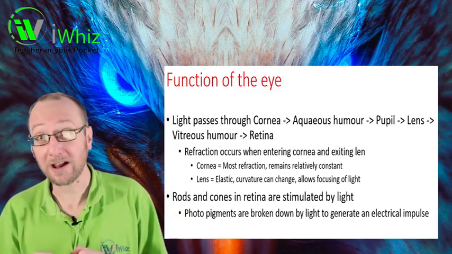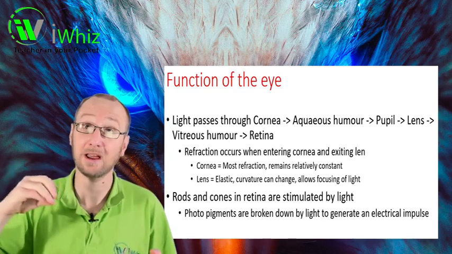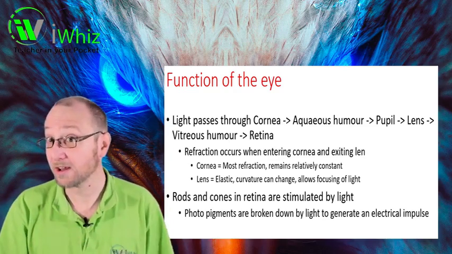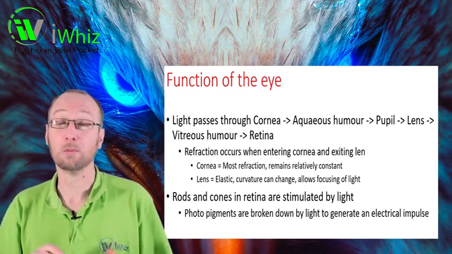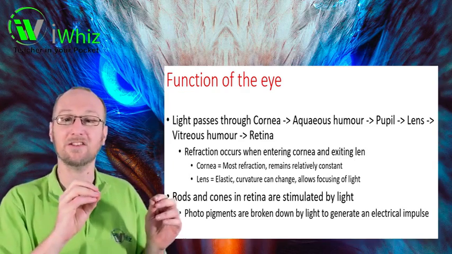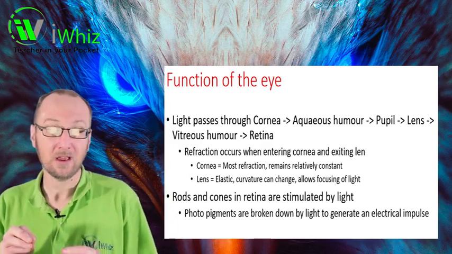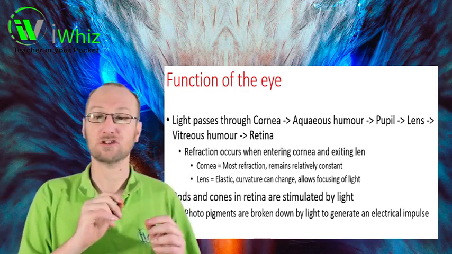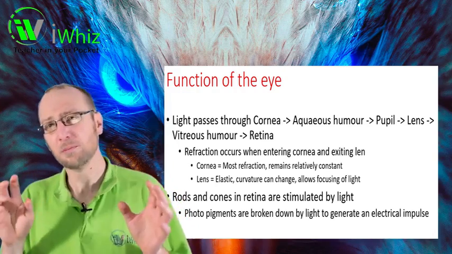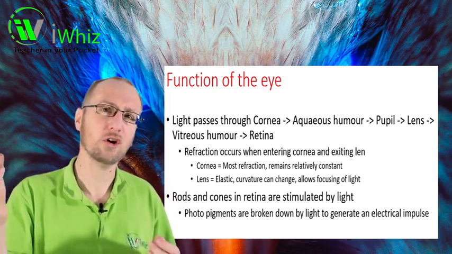Now, most of the refraction that occurs, because remember we are picking up light from a big area and this needs to be focused to form a sharp image on a much smaller area on the back of your eye, happens when light enters the cornea and when it exits the lens. The cornea is where most refraction takes place, and the amount of refraction in the cornea remains relatively constant. It doesn't change depending on whether we're looking at something close or far away.